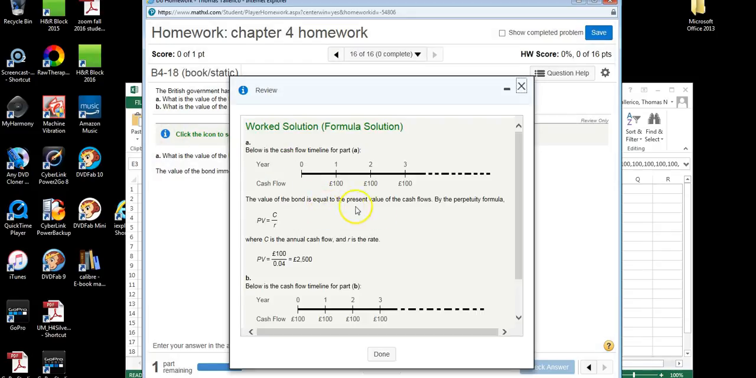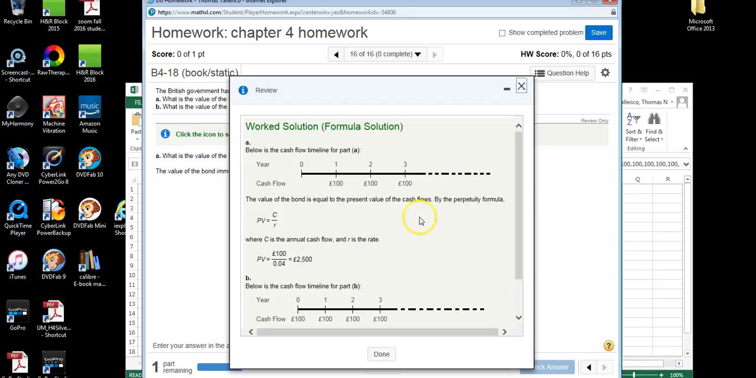So here the value of the bond is equal to the present value of the cash flows. Again, here's a perpetuity equation, where C is the annual cash flow and R is the rate. And the present value is basically $2,500. That would allow me at 4% to pay $100 forever. I get 100 British pounds, right?